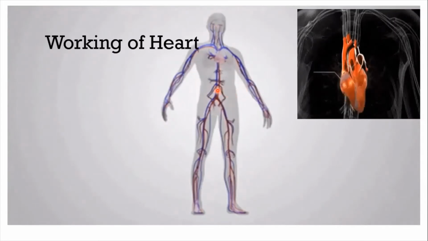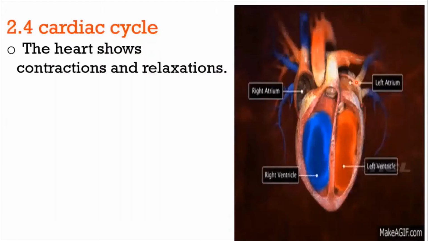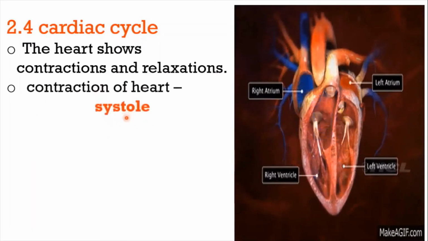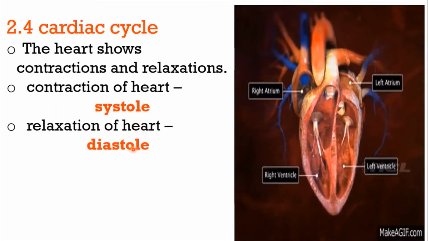How can the heart pump blood to the body organs? A healthy heart shows contractions and relaxations. The contraction of the heart is known as systole. The relaxation of the heart is diastole.